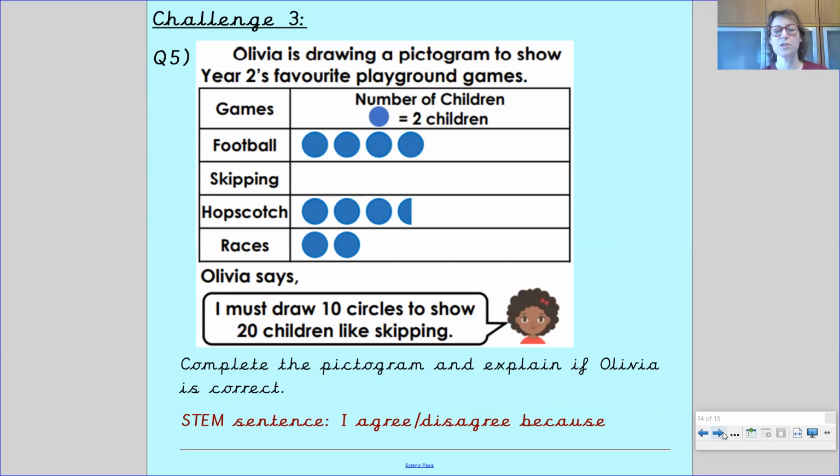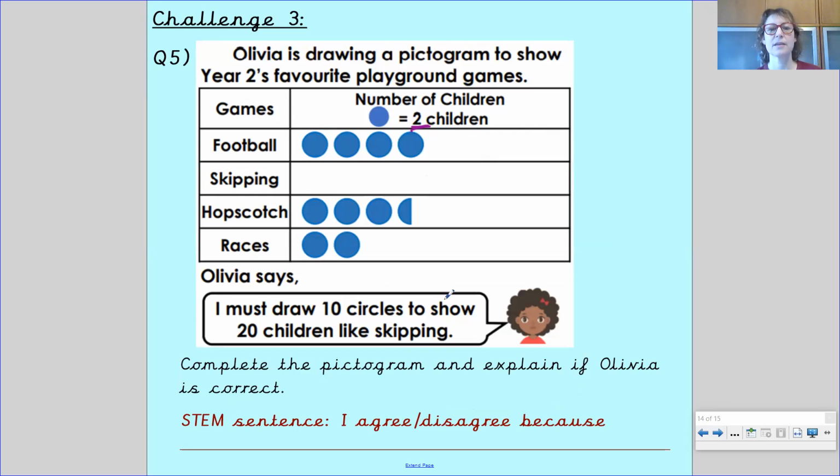Okay, this is your super challenge. Olivia is drawing a pictogram to show Year 2's favourite playground games. So we've got football, skipping, hopscotch and races. And the key, which is really important, and we're going to check out the key. The key says 2 children. Okay, so one circle is 2 children, no half children.